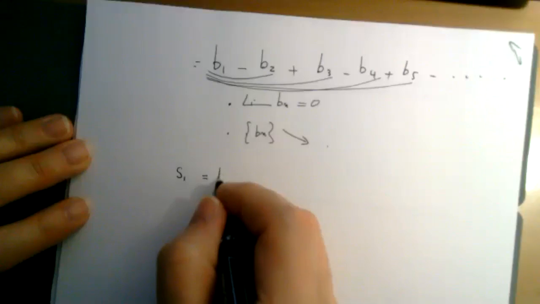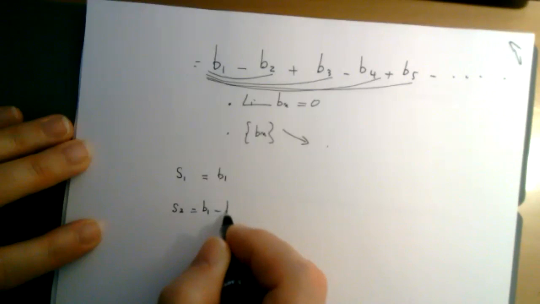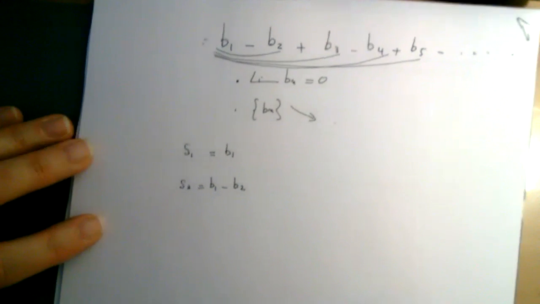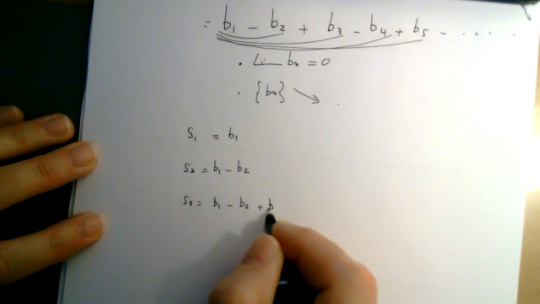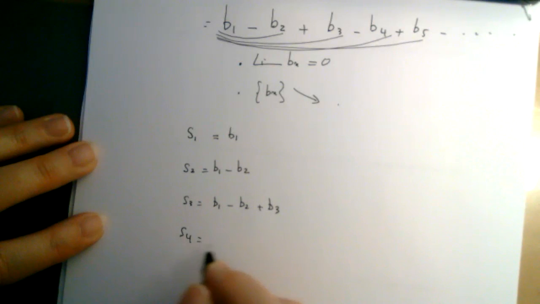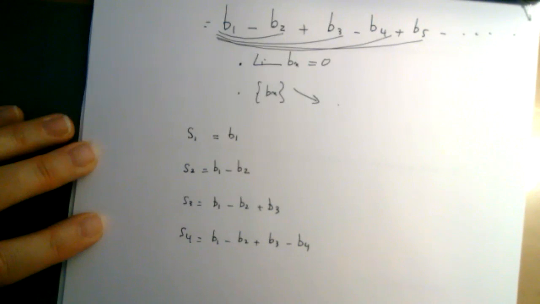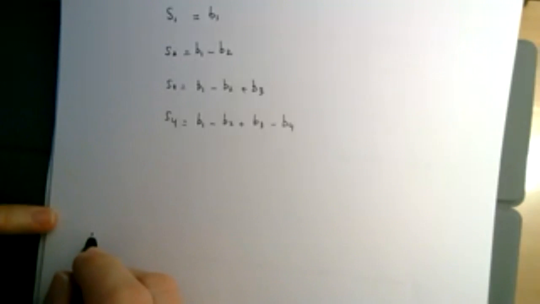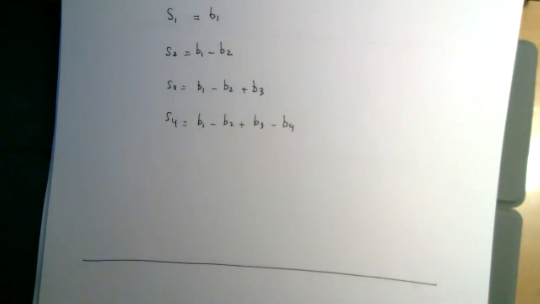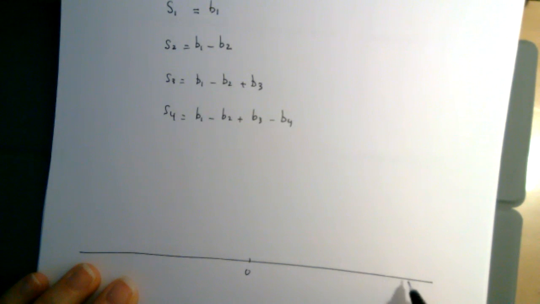So S1 is B1, S2 is B1 minus B2, S3 is B1 minus B2 plus B3, S4 is B1 minus B2 plus B3 minus B4. And let us see why those sums are going to become close to something. And let us do it purely picture-wise. Okay, on the number line, I'm going to show you the sum. So this is my 0 here. S1 is B1.